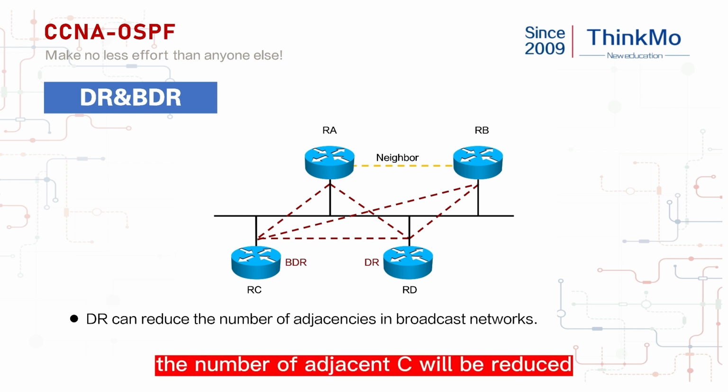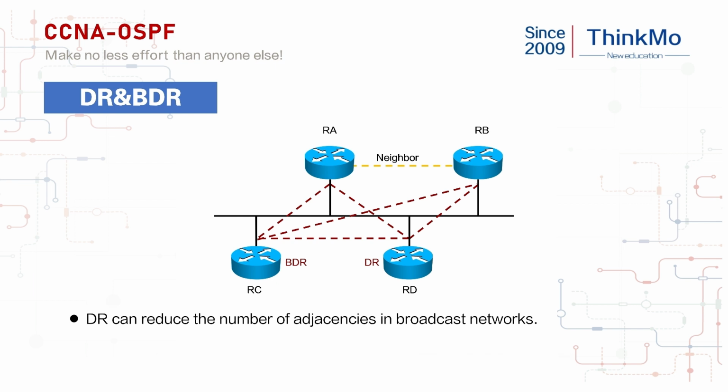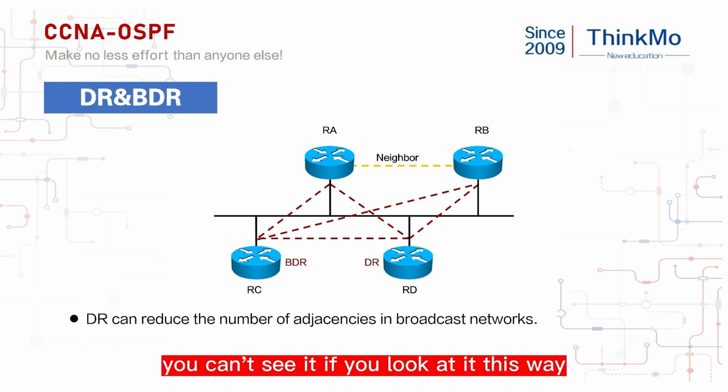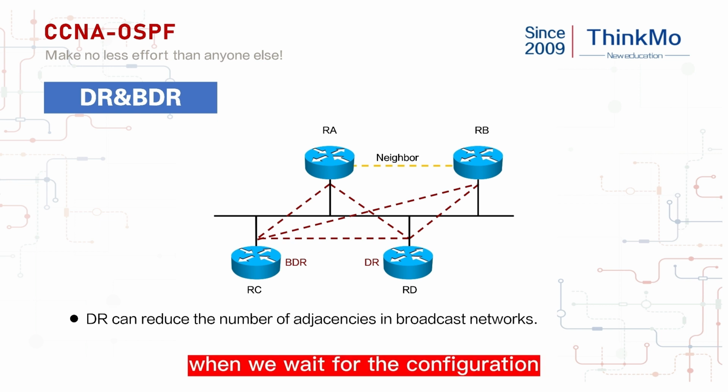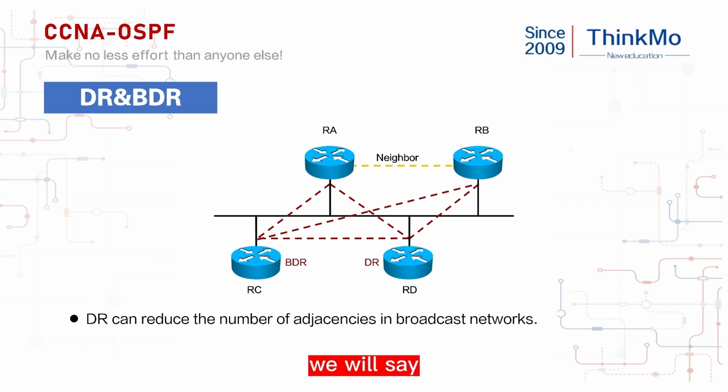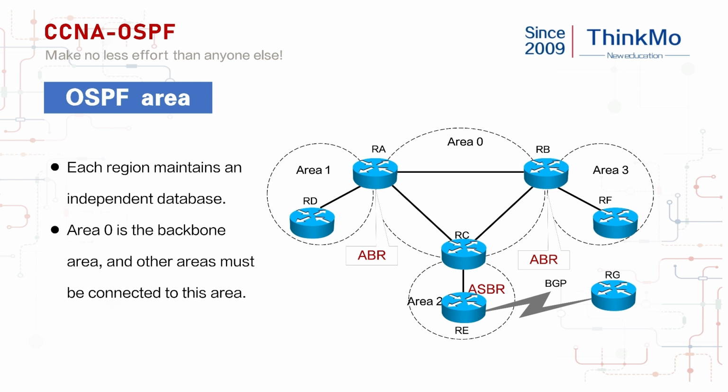The number of adjacency will be reduced. You can't see it if you look at it this way, because of less equipment. If there are many devices, you can see the difference. The following is a matter of priority. You want it to be DR. Change it to 255. When we wait for the configuration, we will say, look down.